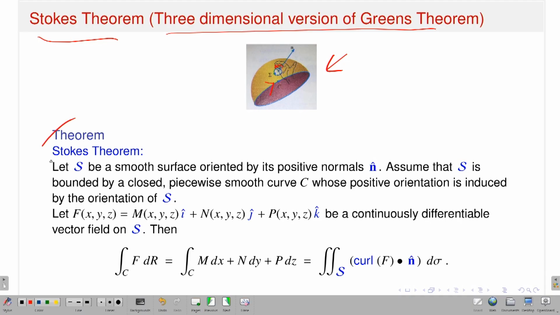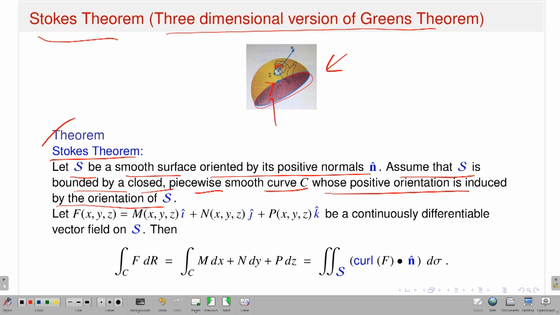Now what is the statement? Look at the statement of Stokes theorem. It says that you start with S, which is a smooth surface, oriented by the positive normal. That means you start with S comma plus n cap. Assume that your surface is bounded by a closed piecewise smooth curve C, whose positive orientation is induced by the orientation of S.